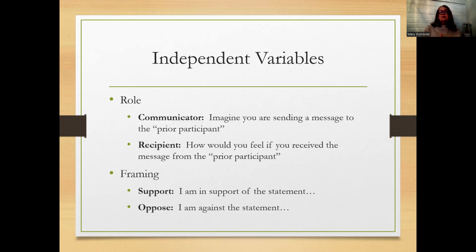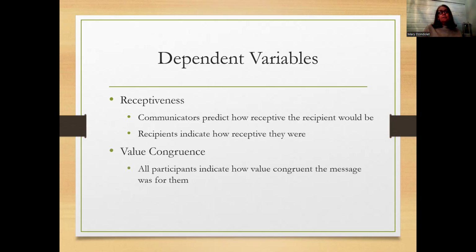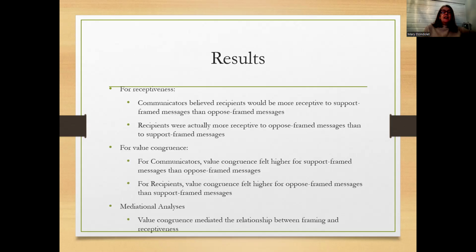And it's either framed as, "I am in support of the statement," or opposed, "I am against the statement." And the dependent variables were how receptive the person was. So communicators predicted how receptive they thought the recipients would be, and recipients indicated how receptive they actually were, or they think they would be. Value congruence was also measured. So all participants indicated how value congruent they thought the message was for them. And the results were exactly like they expected.